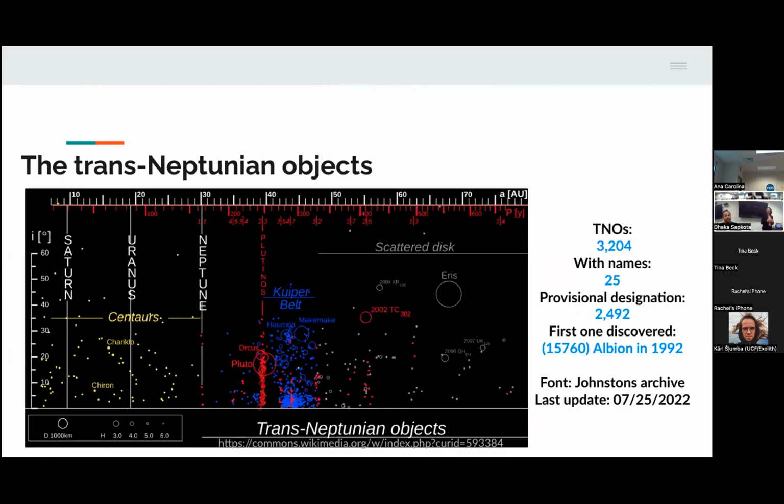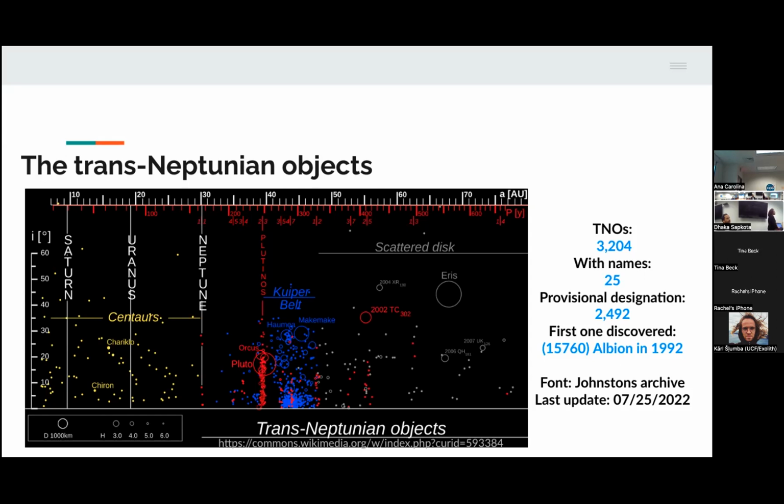Okay. So how can we study this population? First, this population comprises more than 3,000 objects discovered so far. Only 25 have names, and approximately 2,500 have provisional names. The first one was discovered in 1992, and these objects are grouped according to their dynamical properties.